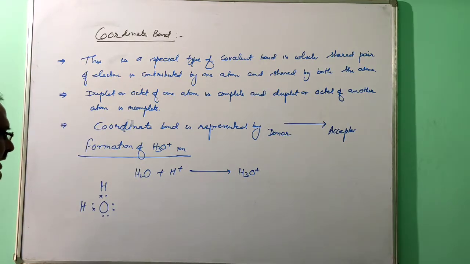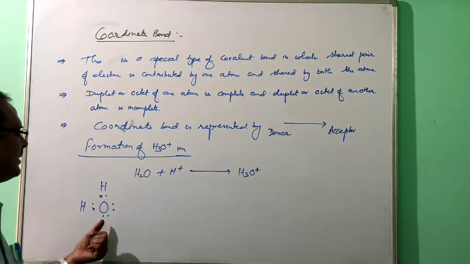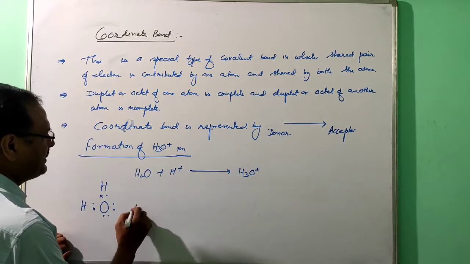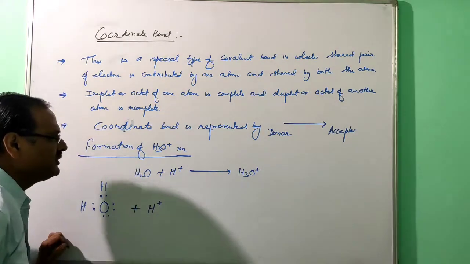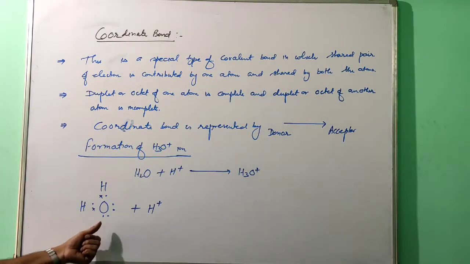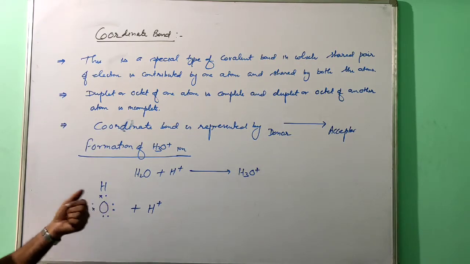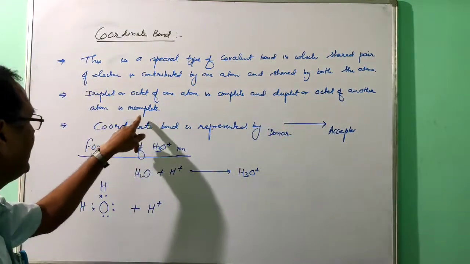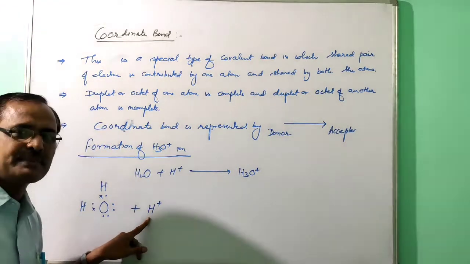You must be thinking, here the water molecule's octet is complete. Why will this water molecule enter into bond formation? Yes, it is correct. But by entering bond formation, the stability of the water molecule will not be affected. By this way, the H plus ion will become stable. So this H plus is coming. I told you, in the two atoms combining, the duplet or octet of one atom is complete. So the octet of one atom, oxygen, is complete, and the duplet of the other atom, H plus, is incomplete.